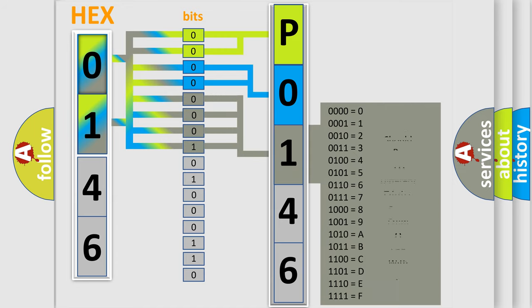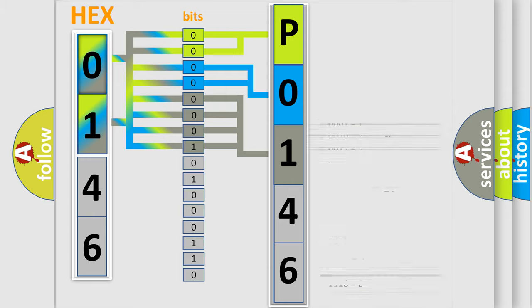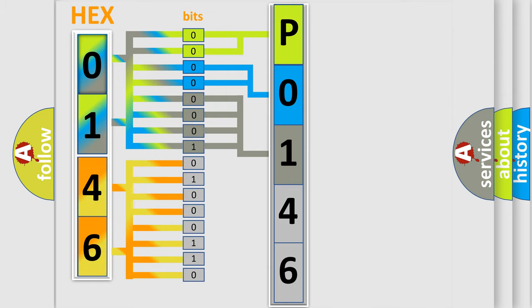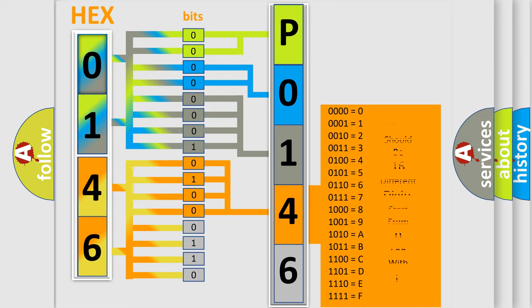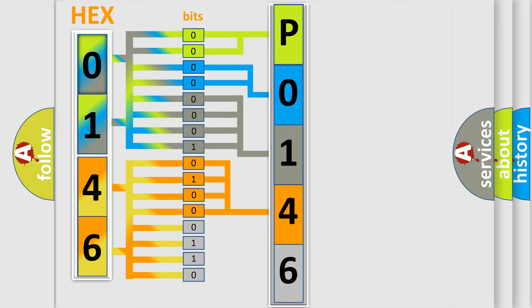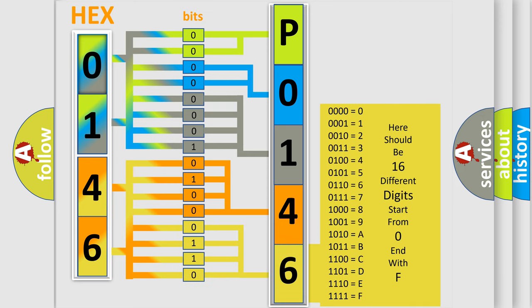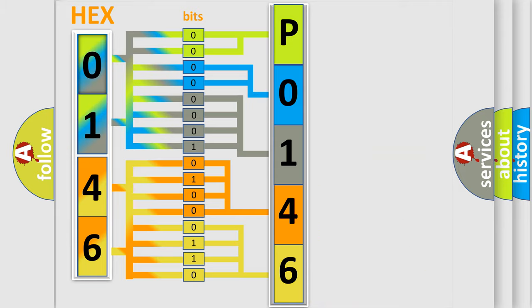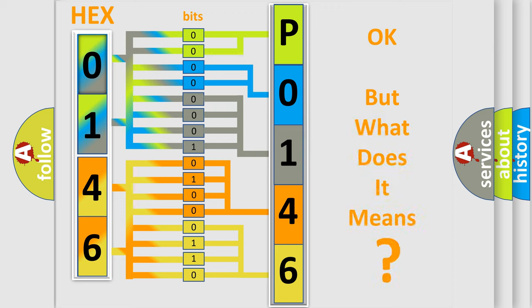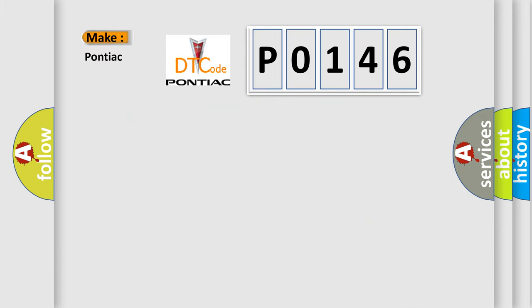The second byte is composed of a combination of 8 bits. The first 4 bits determine the fourth character of the code, and the combination of the last 4 bits defines the fifth character. A single byte conceals 256 possible combinations. We now know in what way the diagnostic tool translates the received information into a more comprehensible format. The number itself does not make sense to us if we cannot assign information to what it actually expresses. So, what does the diagnostic trouble code P0146 mean specifically for Pontiac?